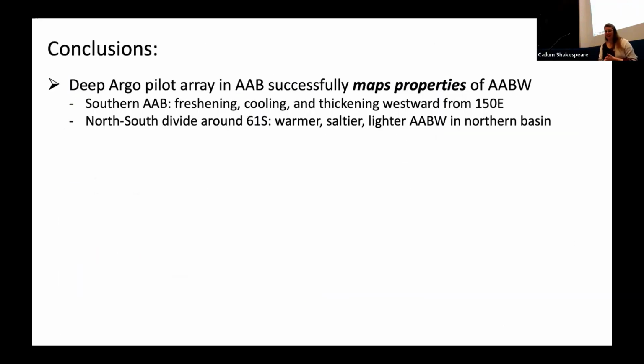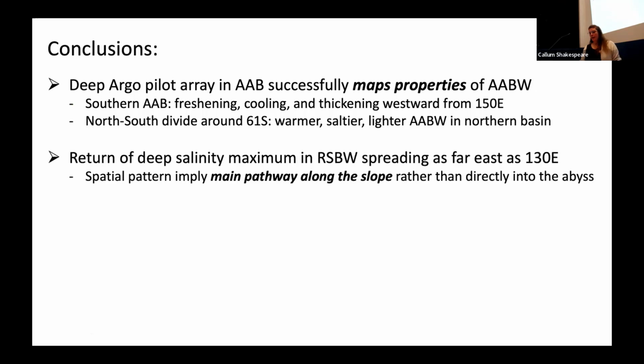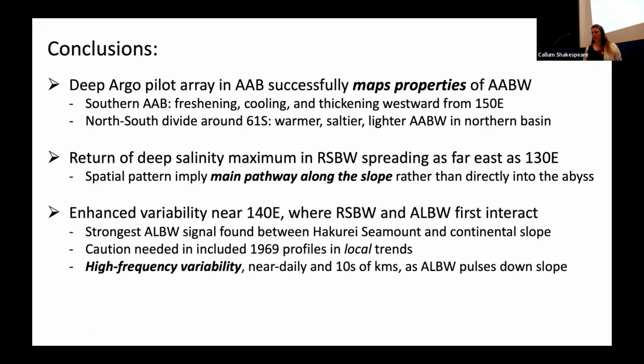And so in conclusion, we can successfully map the properties throughout the southern part of the basin, especially, and we do see a return of the deep salinity maximum associated with Ross Sea bottom water, and it spreads as far east as 130 east, and the pattern of those water mass properties implies the main pathway of Ross Sea bottom water is actually hugged up against the slope rather than directly into the abyss. There's really enhanced variability near 140, and that's not all that surprising given that's where Ross Sea and Adelie Land bottom waters are interacting for the first time.